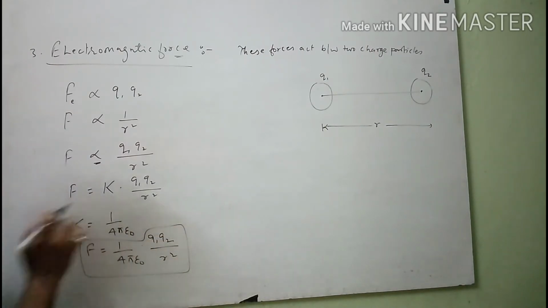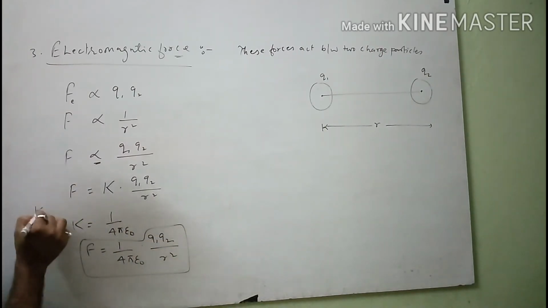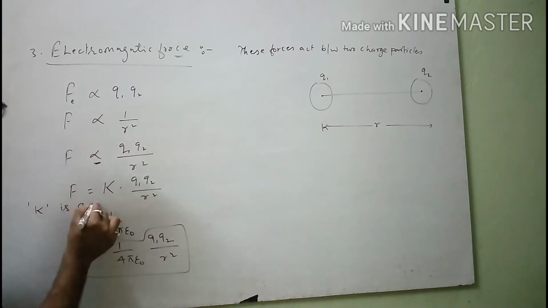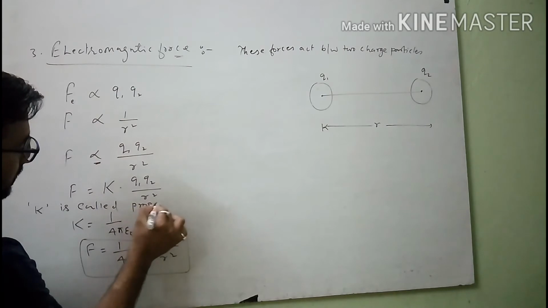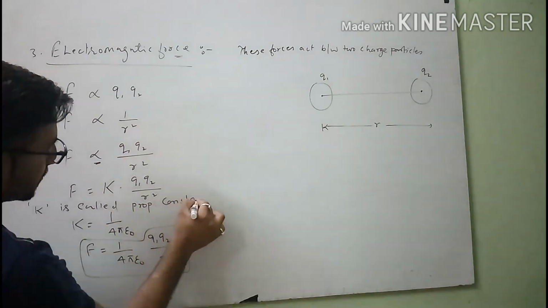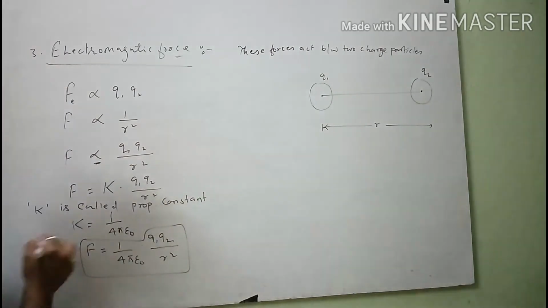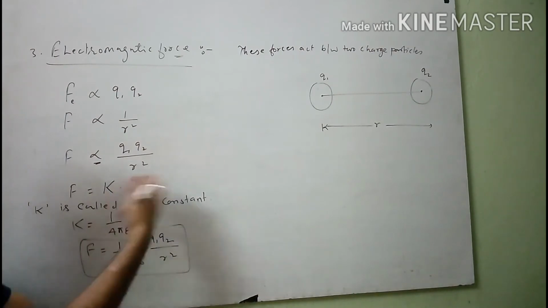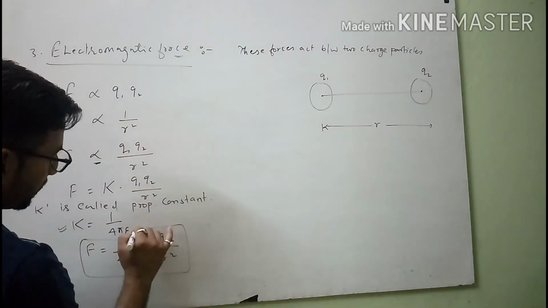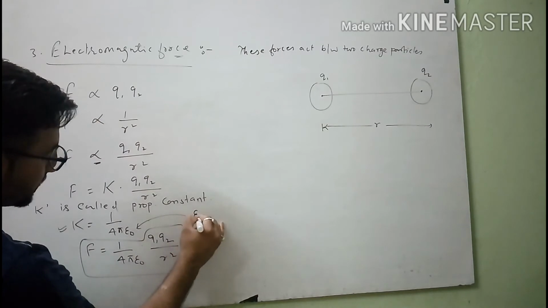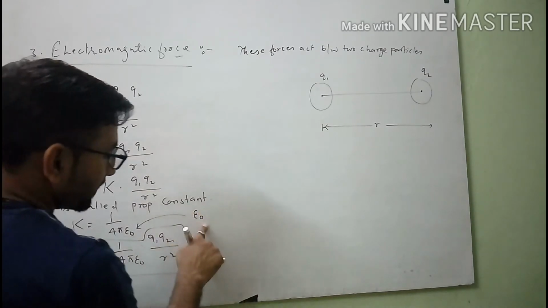So student, here what is the value of k? Here k is called the proportionality constant, or you can say the electrostatic proportionality constant also. So the value of k is 1 over 4 pi epsilon naught. Here, the meaning of epsilon naught is electric permittivity in free space.